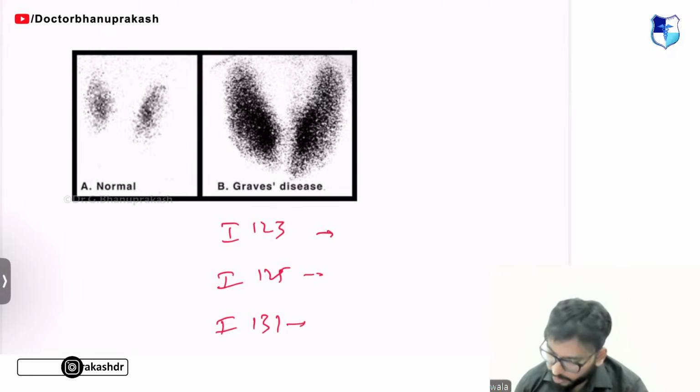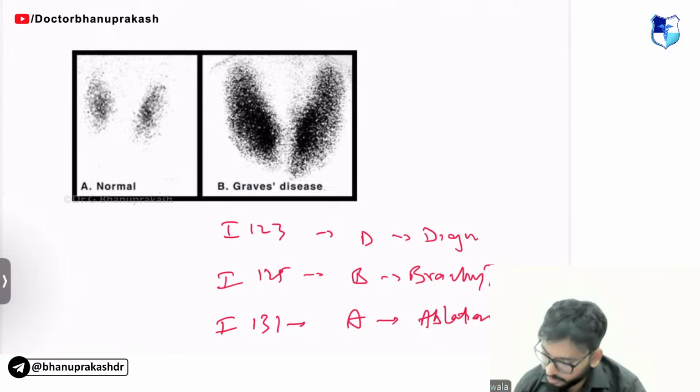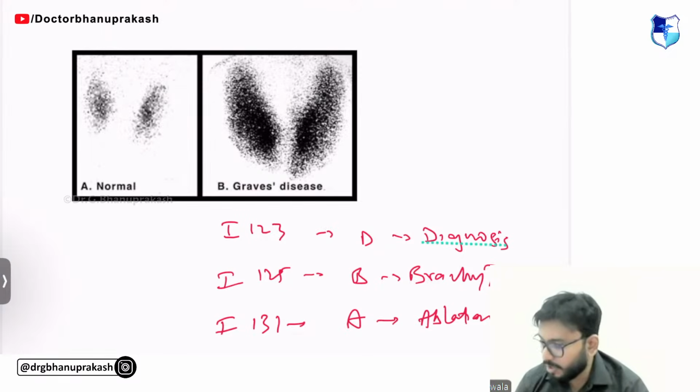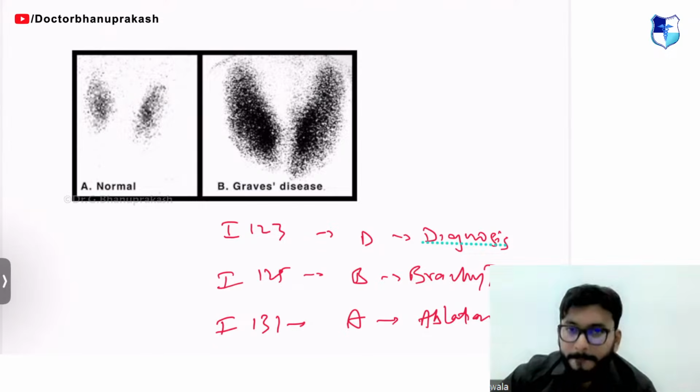How to remember what they're used for? Remember ABD. You know ABD, Williams? This is for ablation. This is for brachytherapy. And this is for diagnosis. So the scanning that you see is diagnostic, iodine 123.